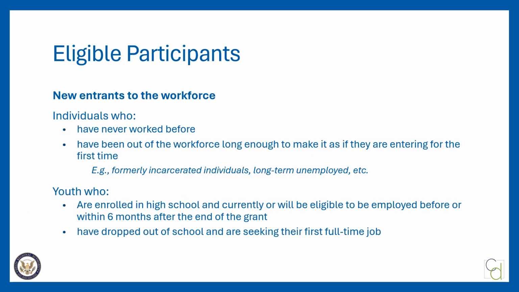First set of eligible participants for WORC are new entrants to the workforce. So this includes individuals who have never worked before or have been out of the workforce long enough so that it is as if they are entering for the first time. This may include, but is not necessarily limited to, formerly incarcerated individuals, the long-term unemployed, and others that fit this description. It also includes, consistent with federal and state wage and employment laws, youth who are currently enrolled in high school and are currently or will be eligible to be employed before or within 6 months after the end of the grant life cycle, as well as youth who have dropped out of school and are seeking their first full-time job.